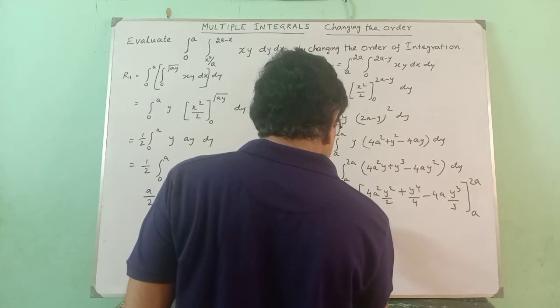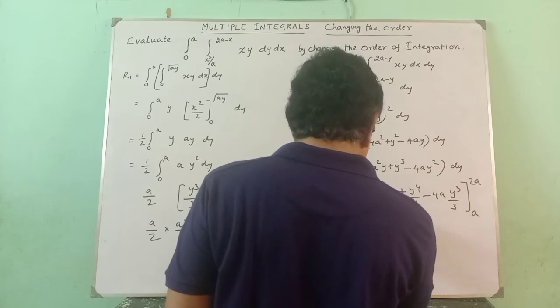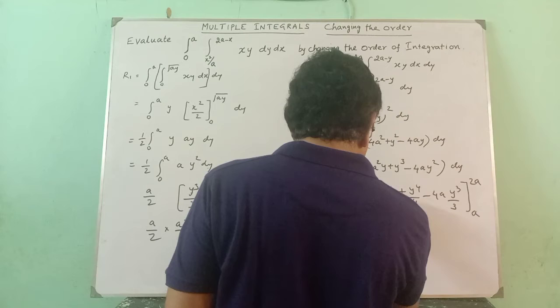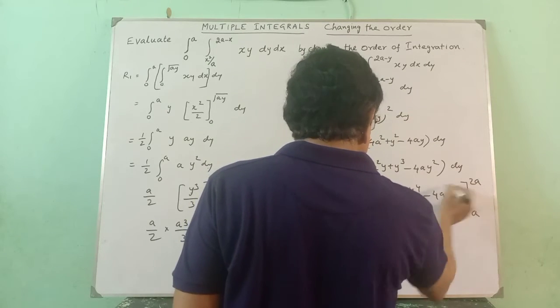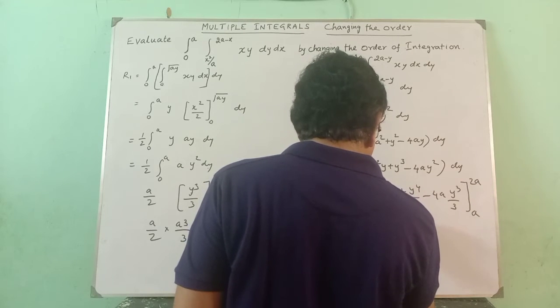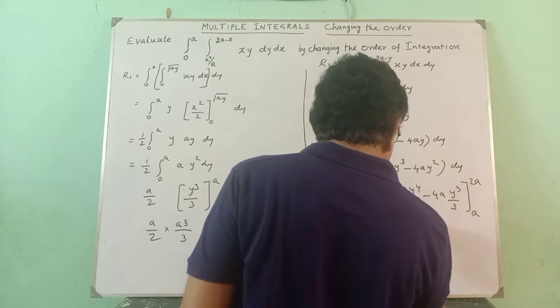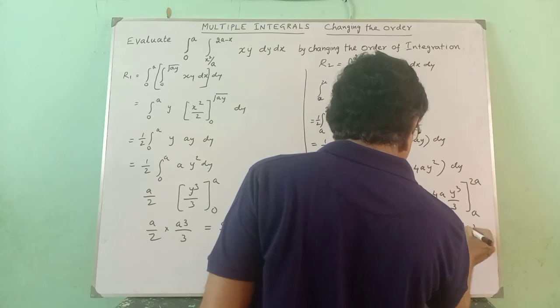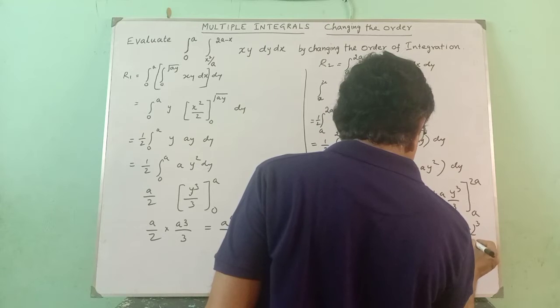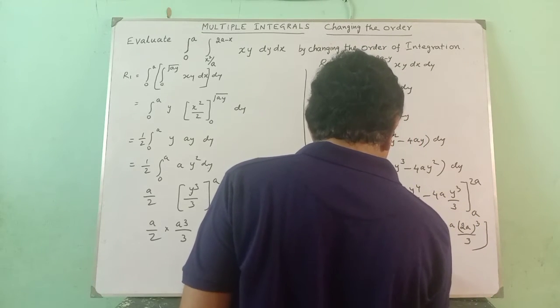One by 2. First, the upper limit 2a: 4a square, y is 2a. Substitute 2a instead of y: y square by 2 plus y to the power 4 by 4 minus 4a y cube by 3 becomes 4a square (2a)^2 by 2 plus (2a)^4 by 4 minus 4a (2a)^3 by 3. This is upper limit minus lower limit.